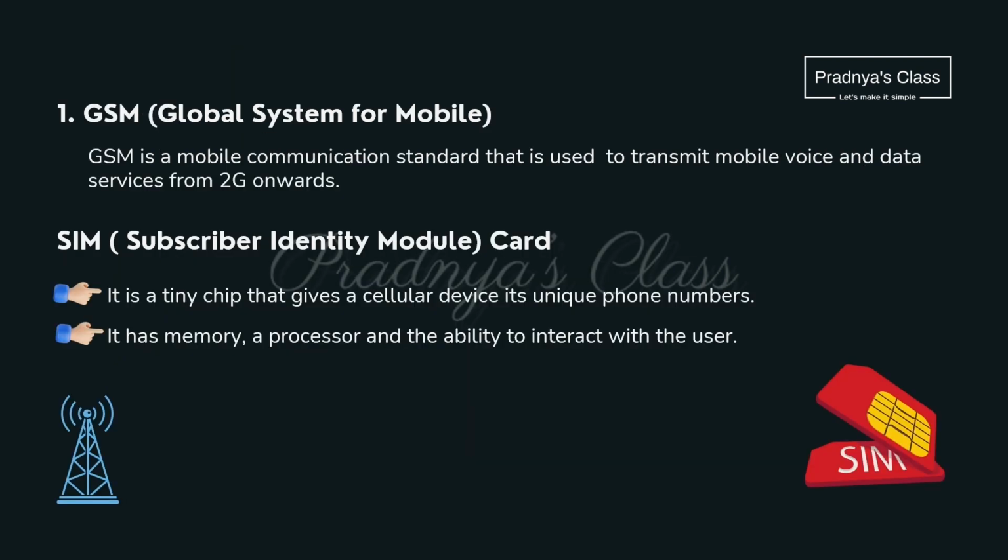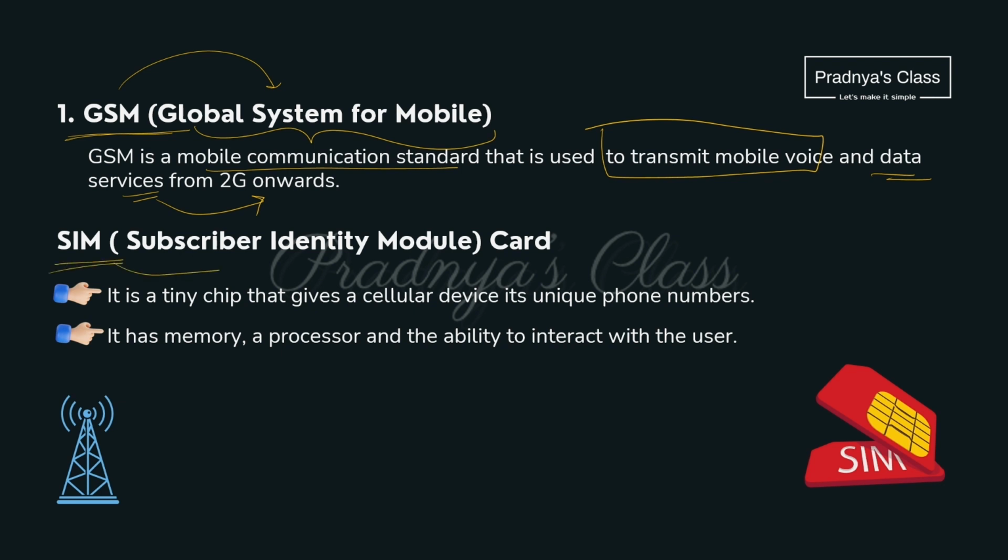Okay, then let's start discussing the first wireless technology, that is GSM, Global System for Mobile. Let me tell you once again, definition is not important. Remember the full forms. It is a mobile communication standard used to transmit mobile voice and data services from 2G onwards. For communication in mobile, we use a SIM card. The full form is Subscriber Identity Module. SIM is nothing but a tiny chip. With that, we will be getting one unique phone number.